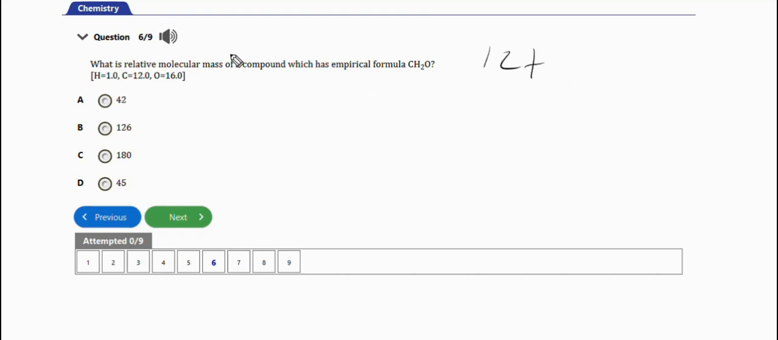Relative atomic mass of hydrogen is 1. That's plus 2 times 1, plus oxygen. We have 1 atom. That's plus 16. When you add this, you're going to have 30.